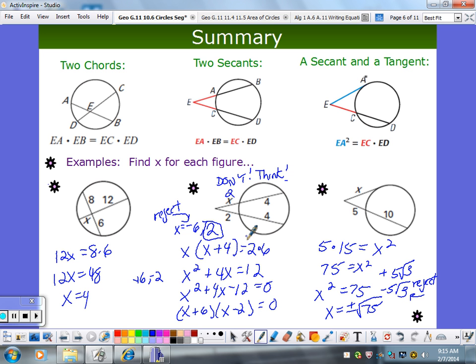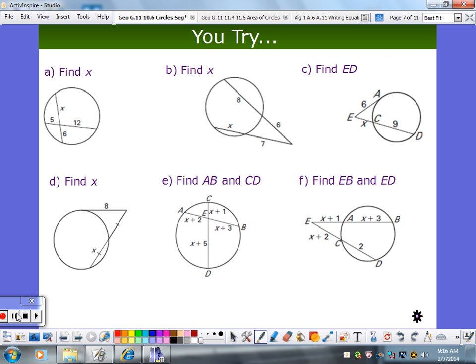Questions? The things to look out for, make sure when you're doing ones like this, piece times whole piece. This times whole piece. The most likely mistake you're going to make is just doing an x times 4 equals 2 times 4. Don't do it. Don't be fooled.